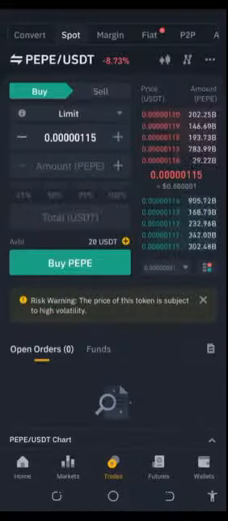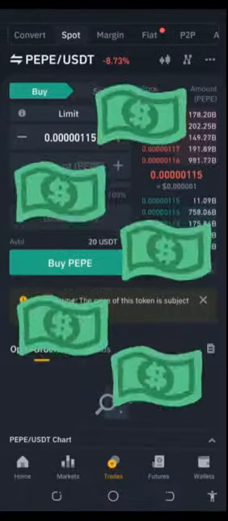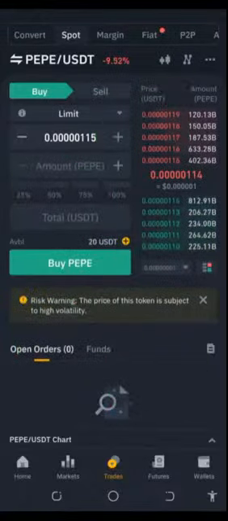Pepe/USDT, to see what it's got to offer us. Now, welcome to Income Strategies, the place where you learn the skills to make money, to multiply your money, and to manage your money. So, what do we have here?